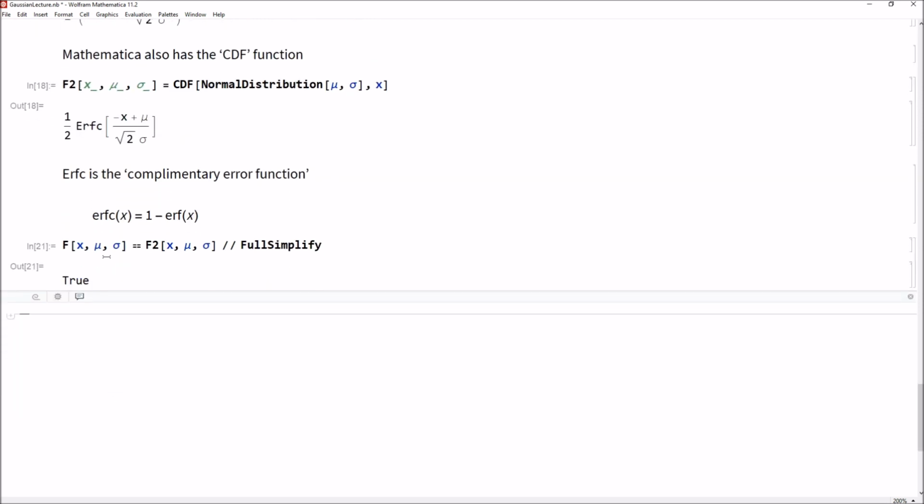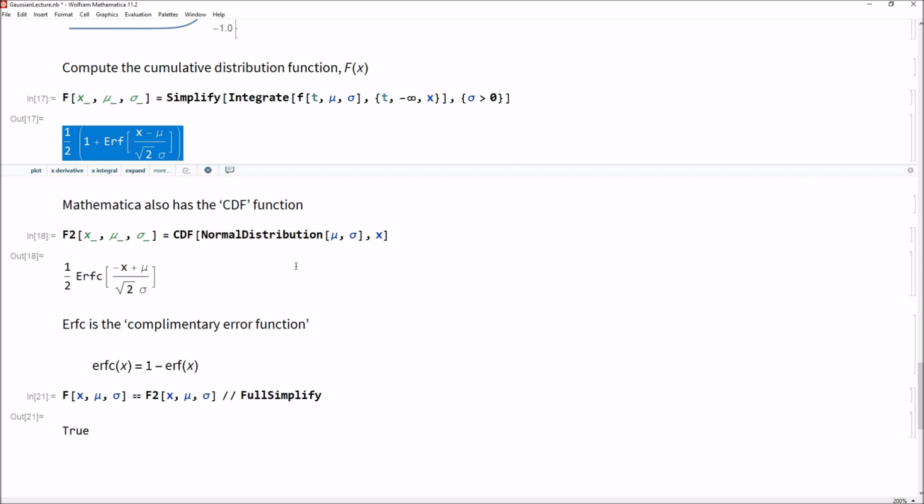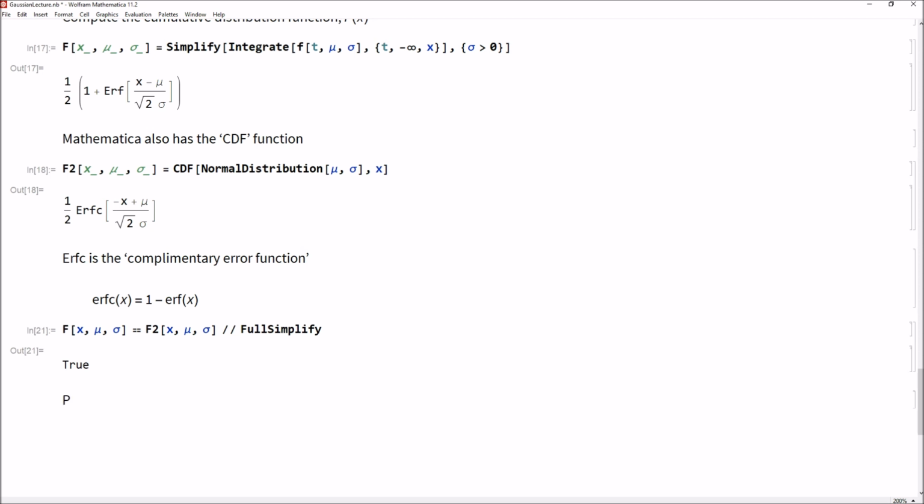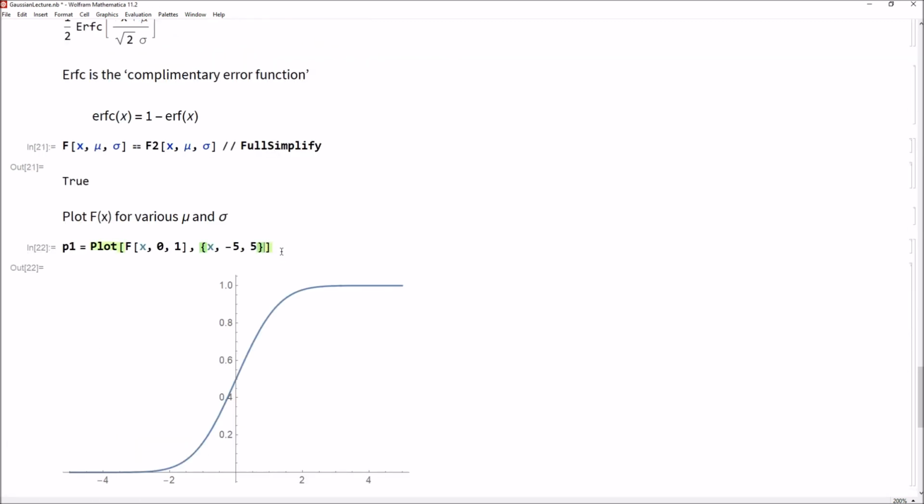Okay, so now that we've got the cumulative distribution function, it's this or this function, however you'd like to express it. Let's go ahead and plot f of x for various mu and sigma, just like we did earlier. Okay, so let's make a P1 and we'll say plot f of x. And again, let's do a mean of 0 and a standard deviation of 1. And let's plot this x from, I don't know, how about -5 to 5? Okay, here we go. And again, here maybe let's make this thing red.